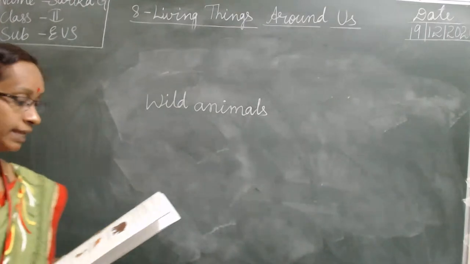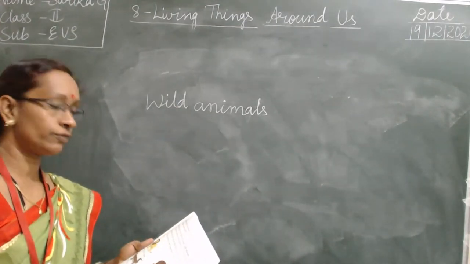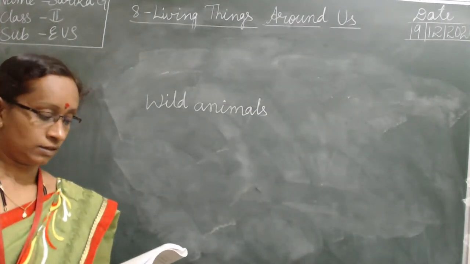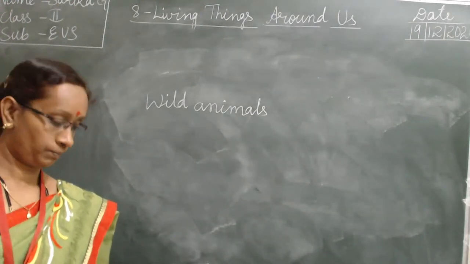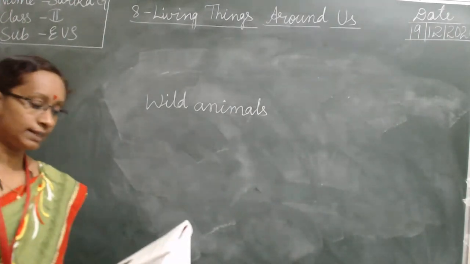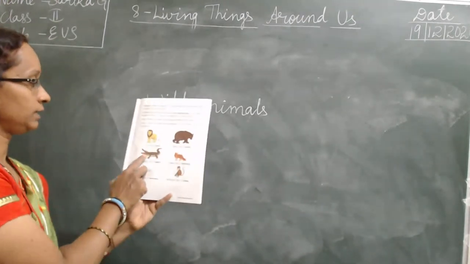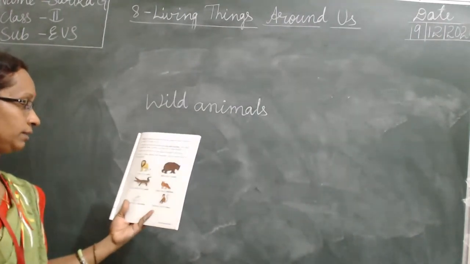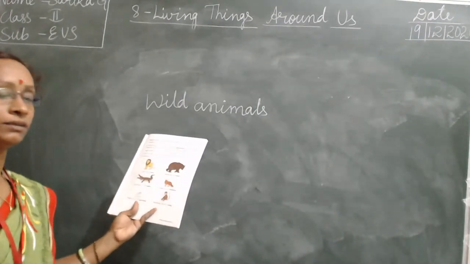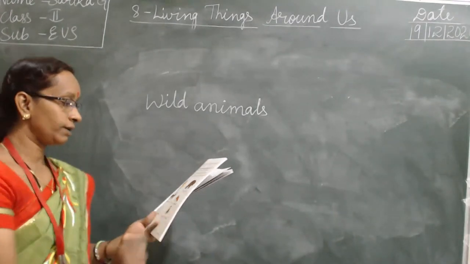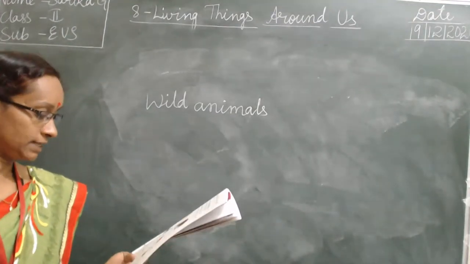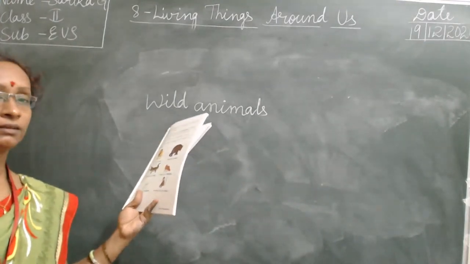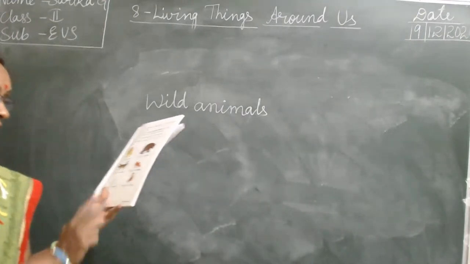Some of these animals, like elephants, can be friendly and live with people. Lions live in dens. Bears live in caves. Crocodiles live in water. Foxes live in fox holes. Rabbits live in burrows. Monkeys live on trees.